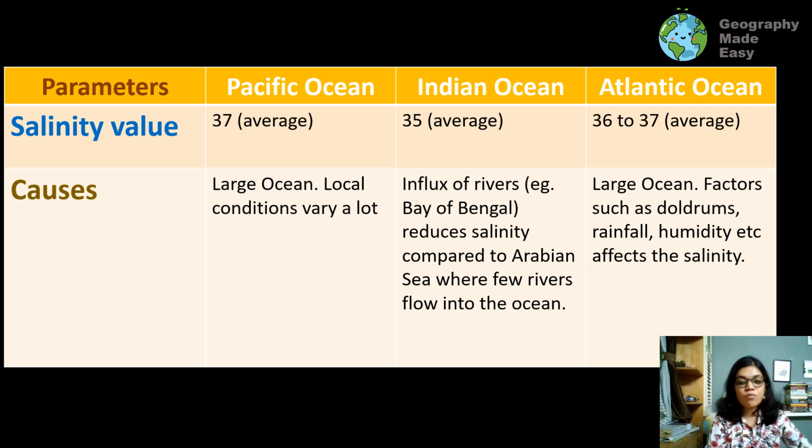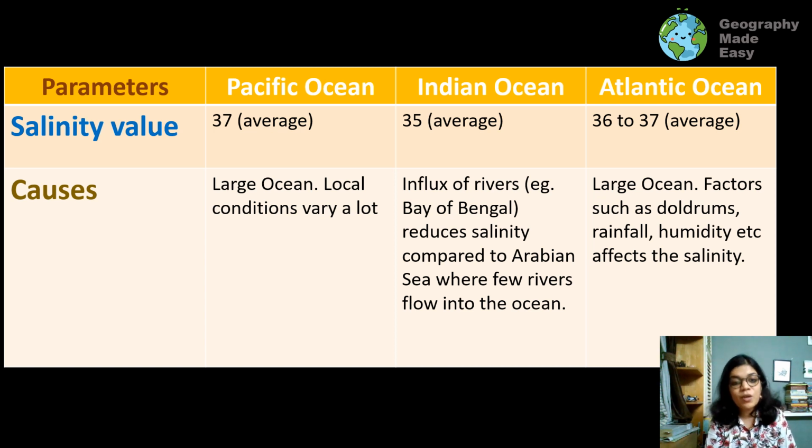Atlantic ranges from 36 to 37, and these are averages. There are certain places which can have higher salinity and certain places which will have low salinity. Because it is such a large ocean, we can negate the highs and the lows. Indian Ocean has an average of 35 and Pacific Ocean 37, and I've written the reasons.